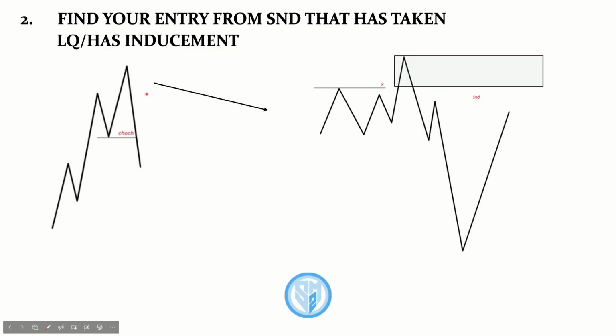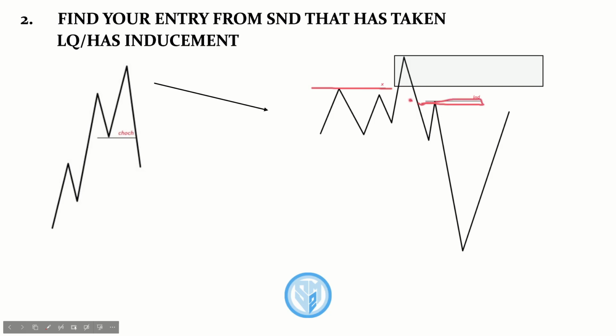Now, step 2 is finding your entry from S&D that has swept liquidity or inducement, right? So now that we saw this on the 30-minute, you know, we can stay on the 30-minute, maybe move to the 10-minute or 15-minute, right? And we're going to be looking for a supply zone, in this example, which has swept liquidity and has inducement, right?